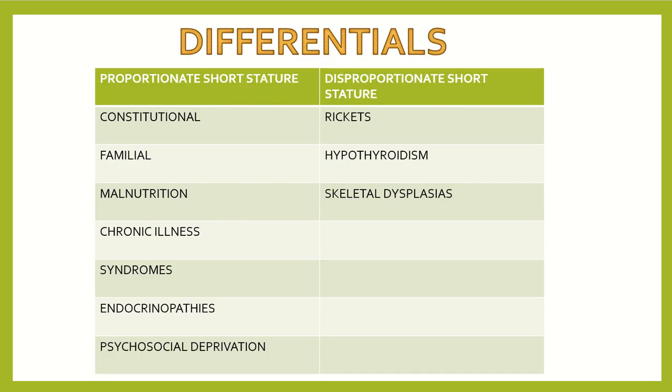Now, what will be the differentials? So, whenever a baby comes with short stature, you can divide them either. It will be either proportionate or disproportionate. In disproportionate, there are three diagnoses. It will be either rickets, hypothyroidism, or skeletal dysplasia. But in proportional short stature, the differential will be constitutional, familial, malnutrition, chronic illness, syndromes, endocrinopathies, or psychosocial deprivation.